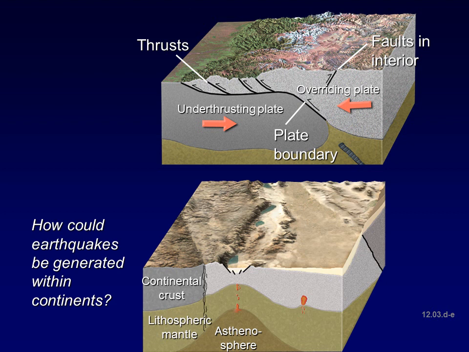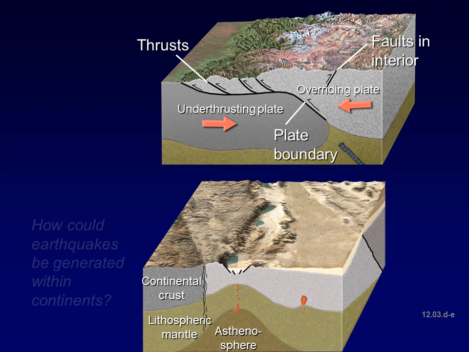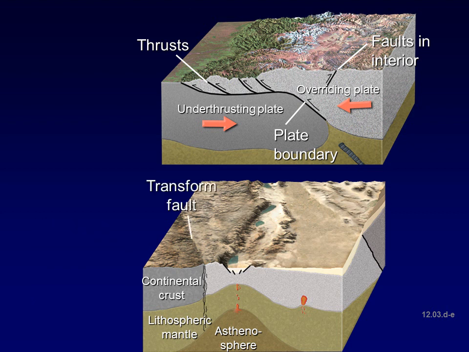All right, how could earthquakes be generated within continents? We've got several things going on. So earthquakes within continents, we can have continental rifts that cause shallow, moderate-sized earthquakes along normal faults. And we can have renewed motion on pre-existing faults that can produce large earthquakes.